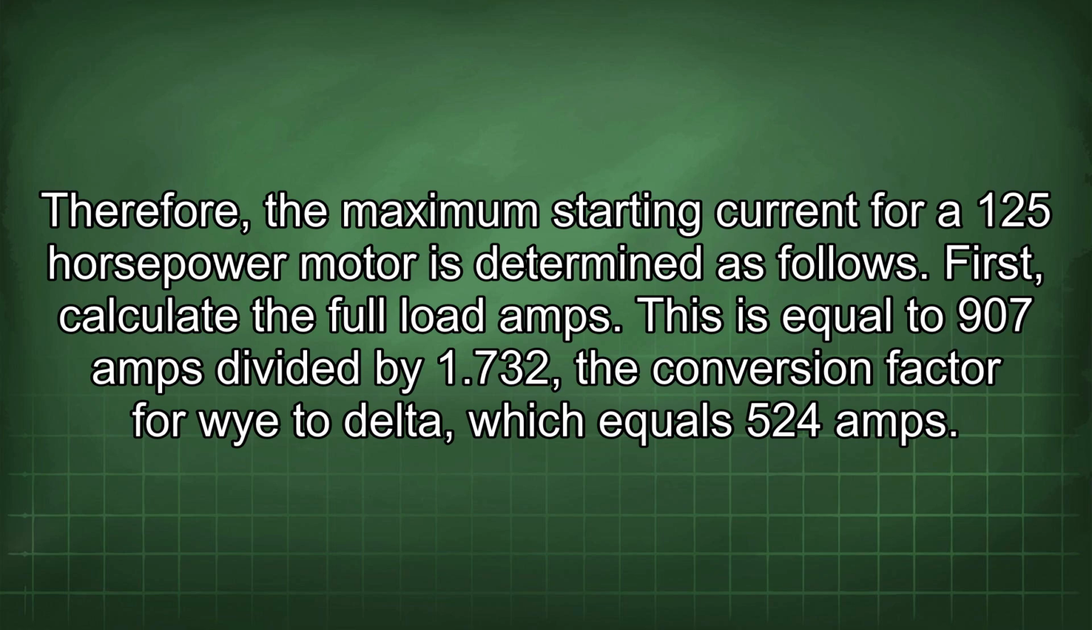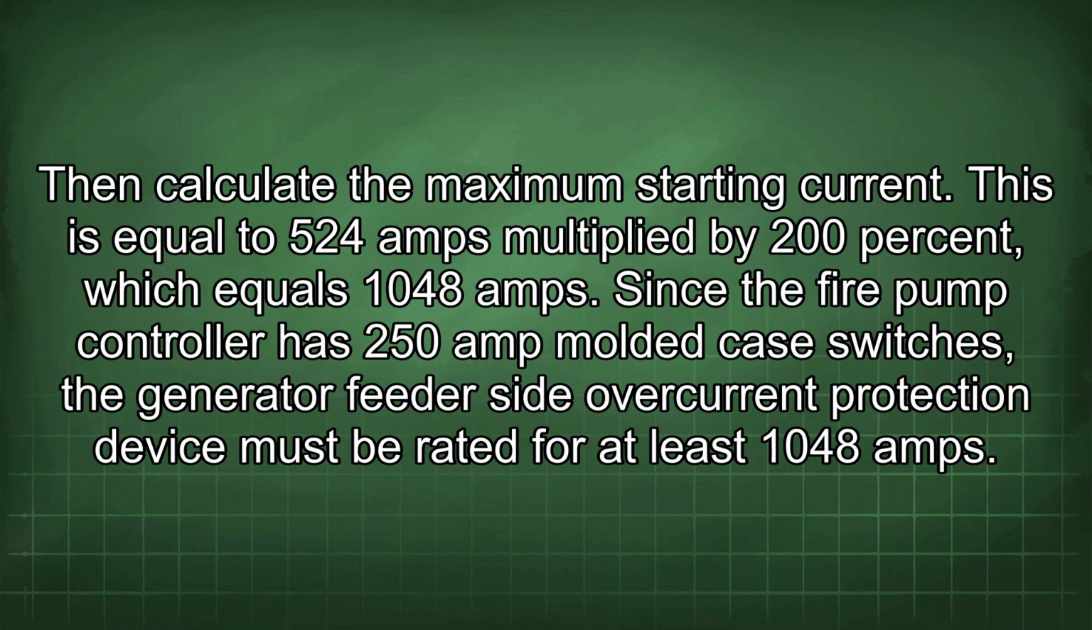First, calculate the full load amps. This is equal to 907 amps divided by 1.732, the conversion factor for Y to delta, which equals 524 amps. Then calculate the maximum starting current. This is equal to 524 amps multiplied by 200%, which equals 1048 amps.